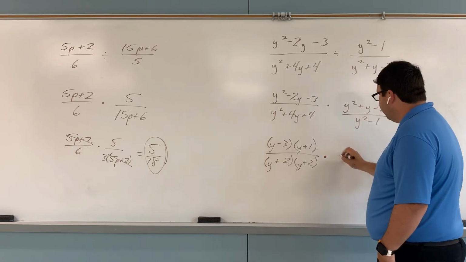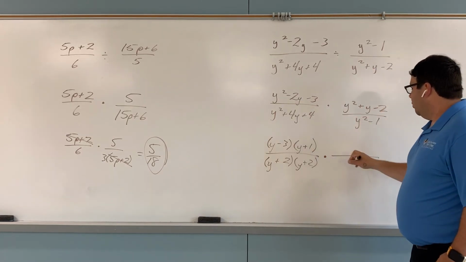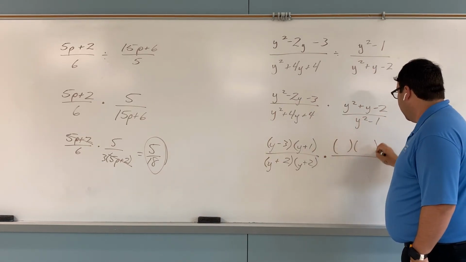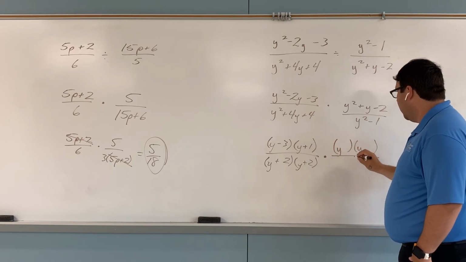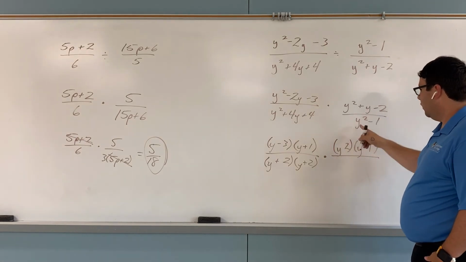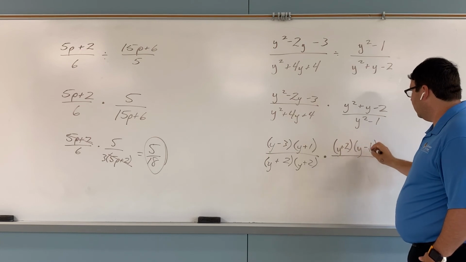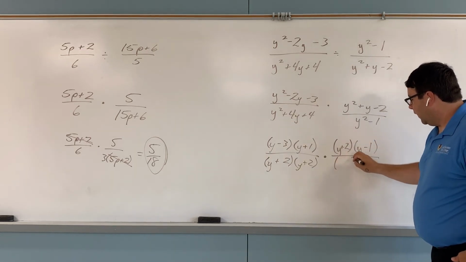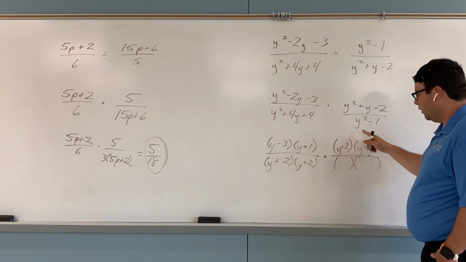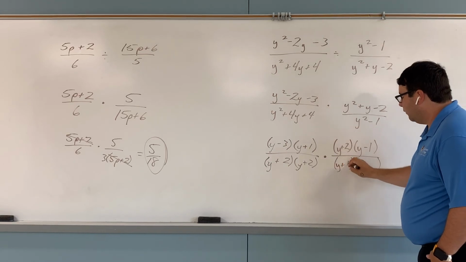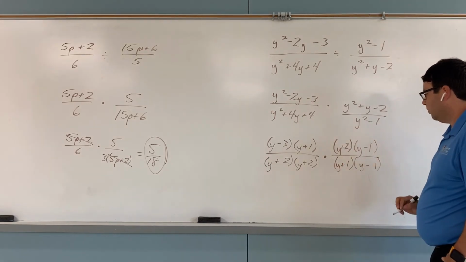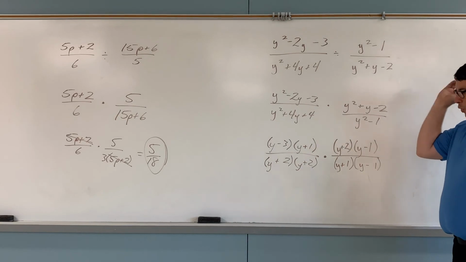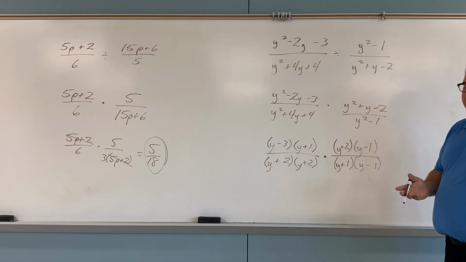Multiplying over here, numerator, break it down. I have y and y, 2 and 1. Signs are opposite. The greater is positive. And then I have a difference of squares down here. y plus 1, y minus 1. Whew, there's a lot of working parts there.